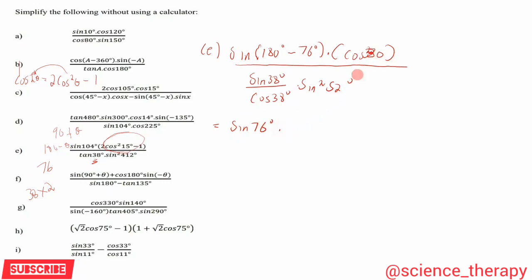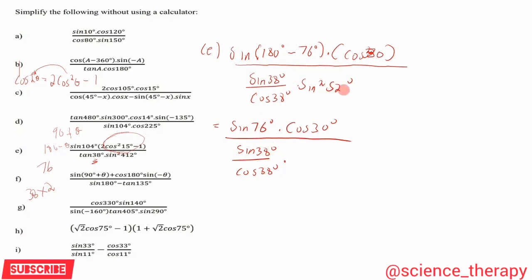Then what about this one? Here we have cos 30 degrees, right? Then let's solve what we have in the denominator. This is sine 38 degrees over cos 38 degrees. Now looking at this one, we can see that we have 52, which doesn't have a relationship with any of the angles that we have here.